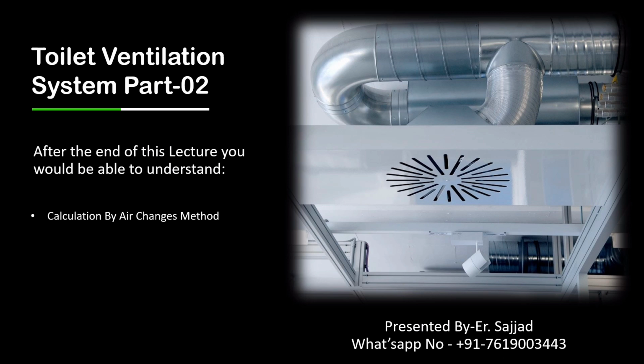Okay, so we have two methods for toilet ventilation system. First is air changes method, so that we have to learn. After that we have to see the calculation, how to design toilet ventilation system by using ASHRAE method. Then I will show you the exhaust fan selection. Okay, thumb rule. I will show you the thumb rule for exhaust fan selection. Okay, so let's start.